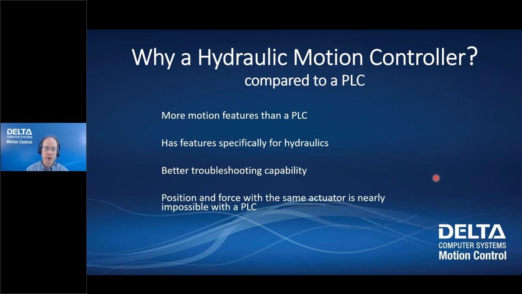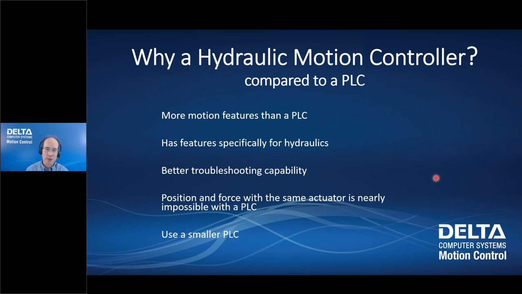One major item is doing position and force control of the same actuator, which is nearly impossible with a PLC. It's happened that our sales guys have told customers who want to do it, when you're done trying, we'll still be here for you. And a few weeks later, after they were done trying, we were still there for them. It's much easier with the RMC than it is with the PLC. And if you use a hydraulic motion controller, you can usually get away with a smaller PLC because you're offloading a lot of the real heavy-duty calculation to the motion controller.